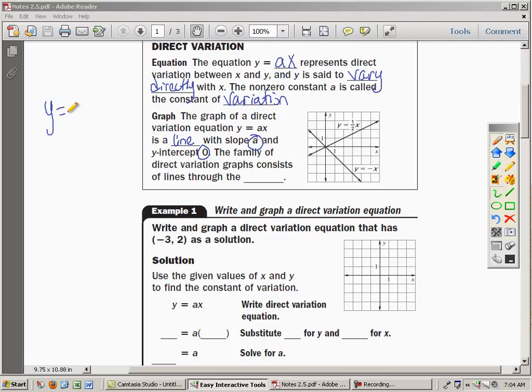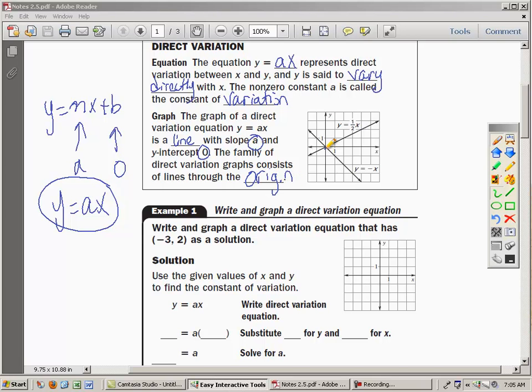Once again, if we take y equals mx plus b, and we use a slope of a, and we use a y-intercept of 0, then we get the equation y equals ax. So essentially, a direct variation equation is a line with a slope of a and a y-intercept of 0. The family of direct variation graphs consists of all the lines that pass through the origin, because once again, b is equal to 0.